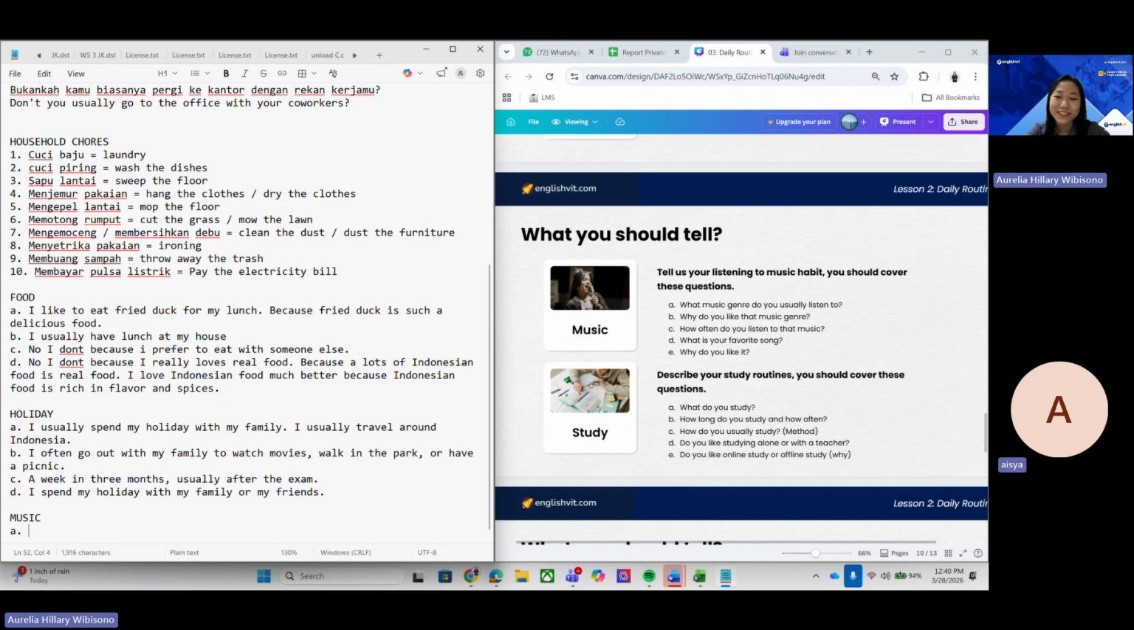Okay, now let's continue with the topic of music. What music genre do you usually listen to? I usually listen to, I don't know, apa ya, genre. Pop, indie, pop music? Yeah, pop. Only pop music? Or do you like the others as well? I like the other ones too. I usually listen to pop, jazz, indie kind of music.